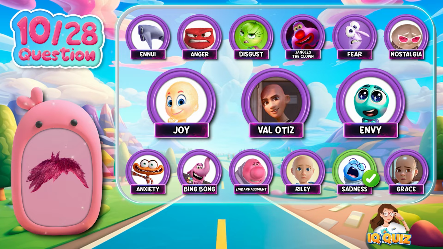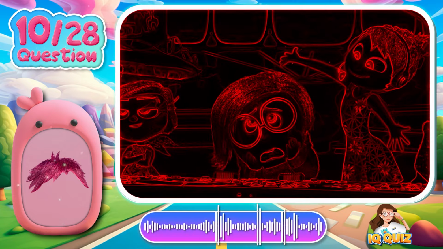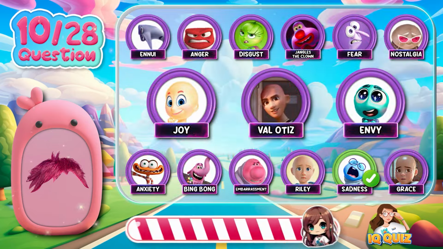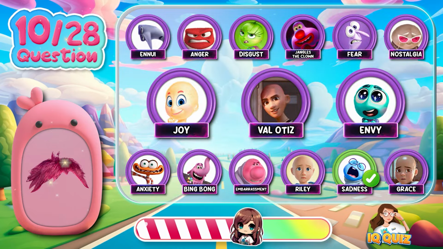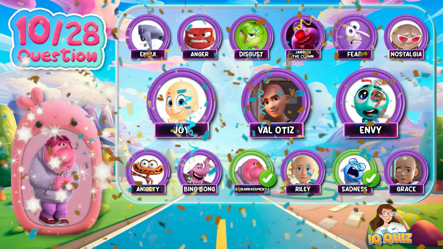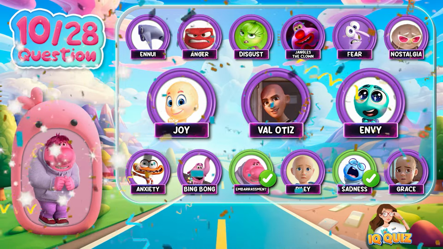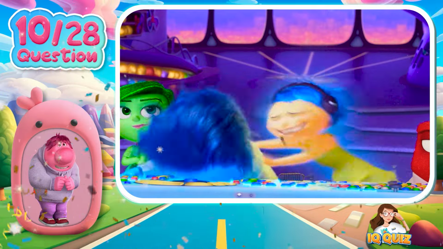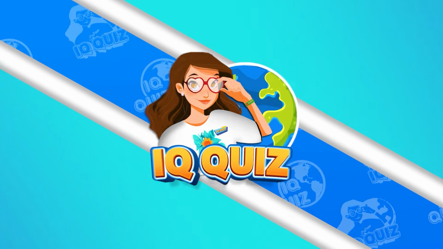Round 10. Which character is this? It's the shy emotion. Embarrassment. You're awesome.